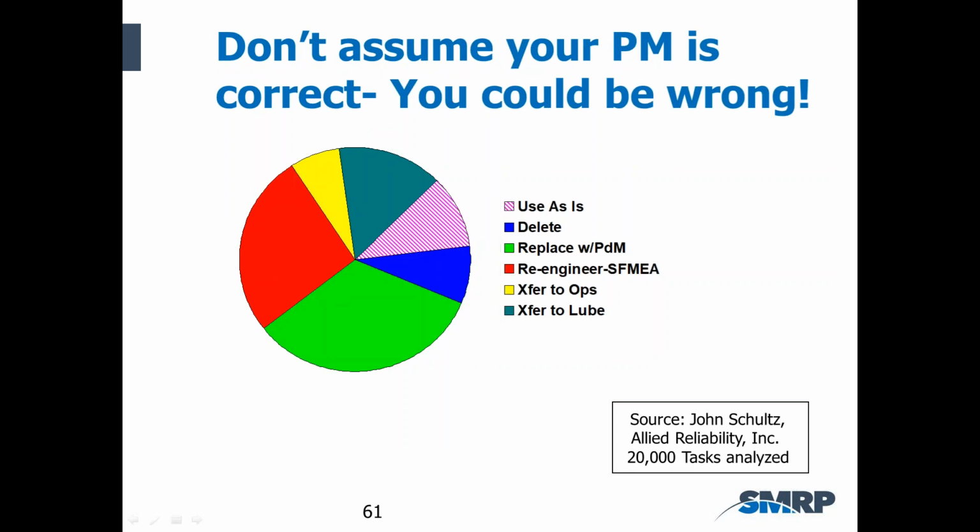Here's some more work from John Schultz. He did a study of some 20,000 PM tasks. About 10% you could use as is. 10% delete, replace with condition monitoring, re-engineer, transfer to operations, transfer to a dedicated lubrication function. One comment I'd give you here is this. I think most operations, large, complex facilities, you ought to have a dedicated lube function. We talk about operators doing lubes. I think in most organizations, that's a bad idea.